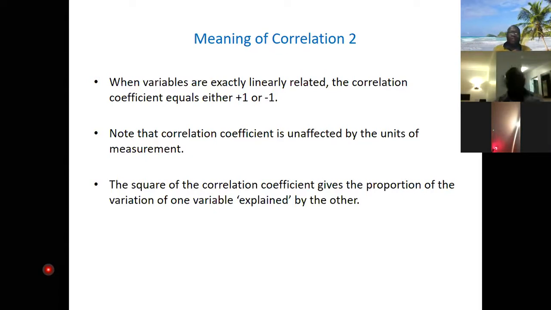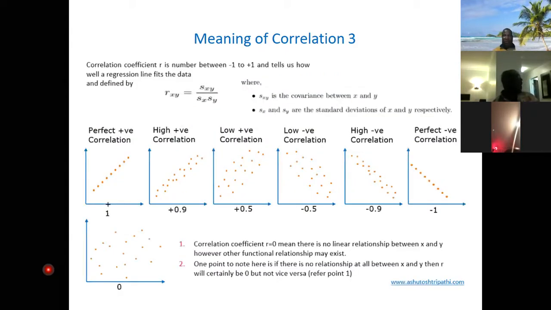Know that the correlation coefficient is unaffected by unit of measurement. We have already said it. The square of the correlation coefficient, okay, leave this one for regression. The square of the correlation coefficient gives the proportion of variation of one variable explained by the other. This one you leave for regression. You explain it when you get to regression.